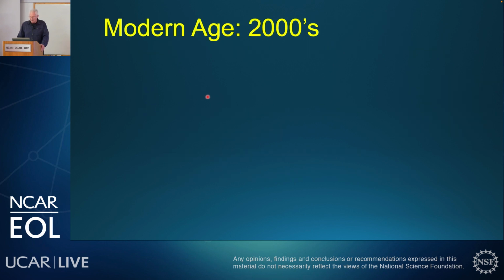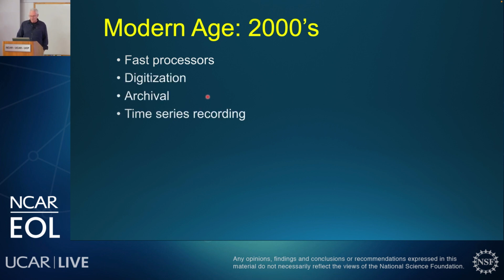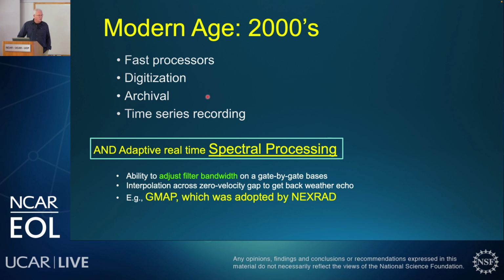We need more speed. And so we were launched into the modern era around 2000. We had fast processors, real-time processing, digitization, archival, time series recording, and most importantly for this talk, we had adaptive, real-time spectral processing. We could calculate the spectra of these signals and take a look at them and manipulate them in real time. And the ability to adjust the filter bandwidth on a gate-by-gate basis, very important. And then also there was an ability to do interpolation across that zero velocity gap.